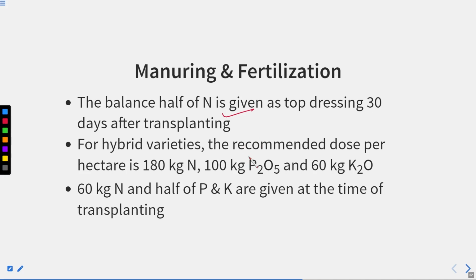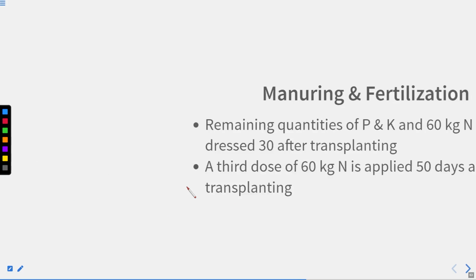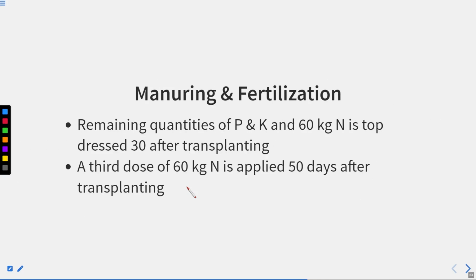For hybrid varieties, the recommended dose per hectare is 180 kg of nitrogen, 100 kg of phosphorus pentoxide, and 60 kg of potassium oxide. 60 kg of nitrogen and half of P and K, meaning phosphorus and potassium, are given at the time of transplanting. The remaining quantities of phosphorus and potassium and 60 kg of nitrogen are top dressed 30 days after transplanting. A third dose of 60 kg of nitrogen is applied 50 days after transplanting.